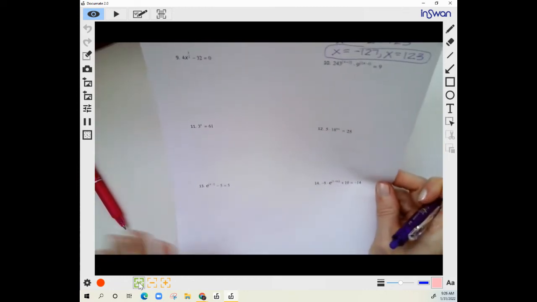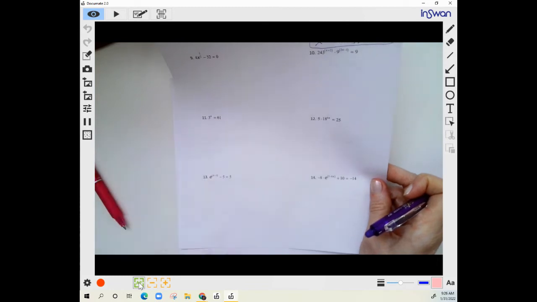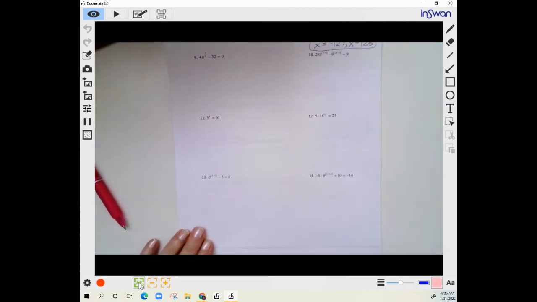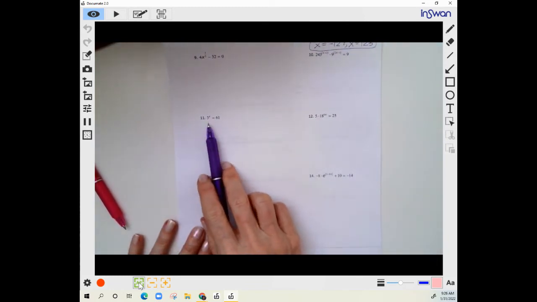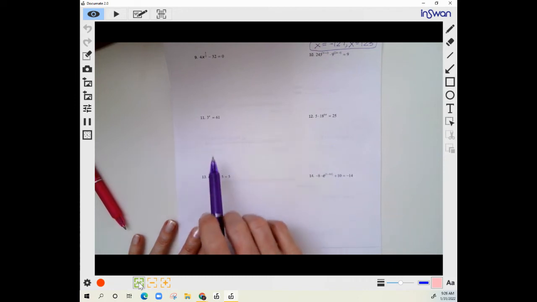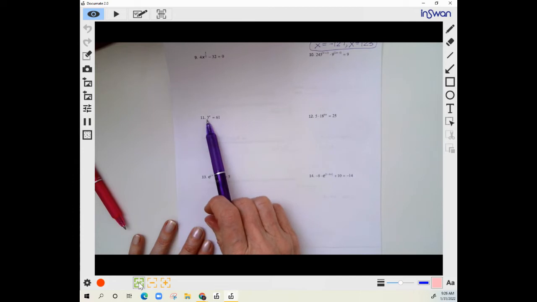Okay, so then we get to the last type of exponential for number 3 and number 11. Number 11 and 12, and then there's some more to follow. So this is exponential, like we started with, except it's impossible to get the bases the same, right? There's no way to rewrite a 3 and a 61 so that they have the same base. So we need another strategy.